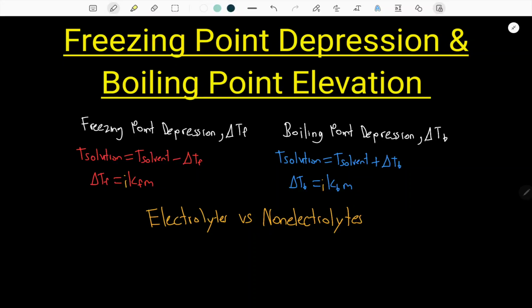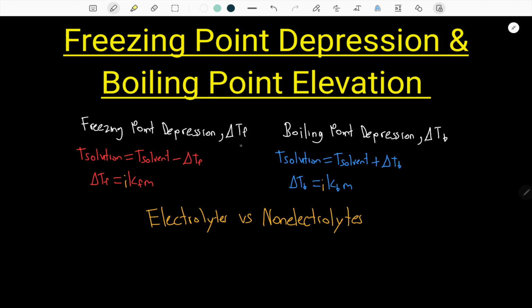So in this video we'll be going through freezing point depression and boiling point elevation. So the formula says the freezing point depression is noted by T of solution, which is the final temperature of the solution, is equal to T of solvent minus delta TF, and delta TF is the freezing point depression.